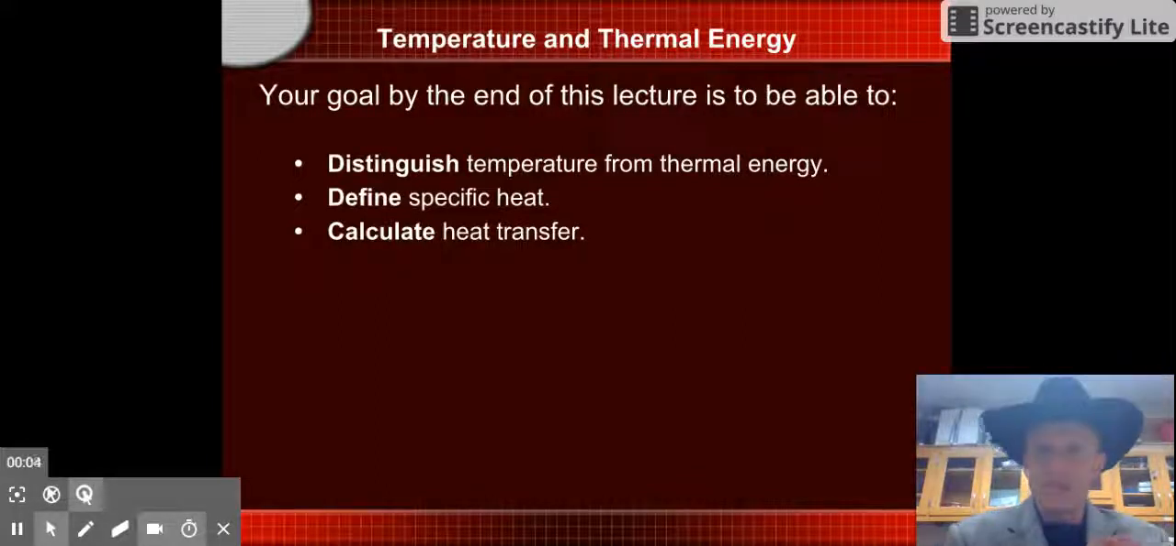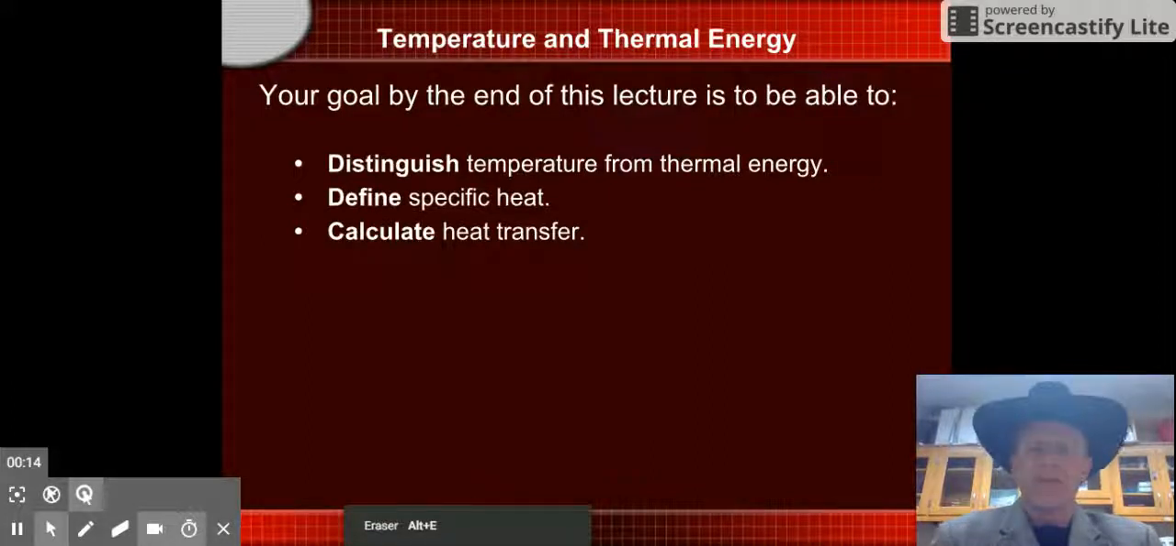Hey, Cowboy Joe here with a recapitulation of 12.10 on temperature and thermal energy. Your goal by the end of this video is to be able to distinguish temperature from thermal energy, be able to convert from one temperature scale to the next, and define specific heat and calculate problems pertaining to it.